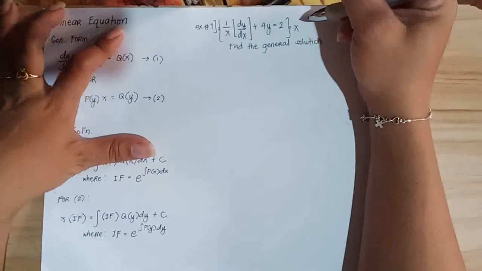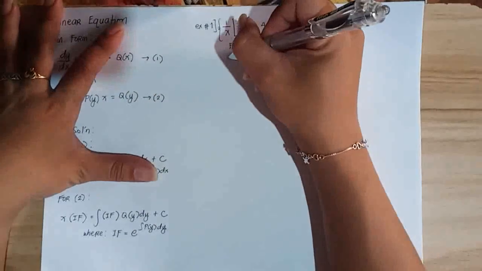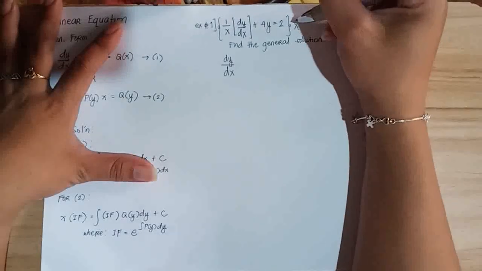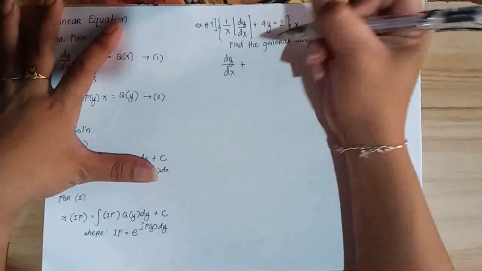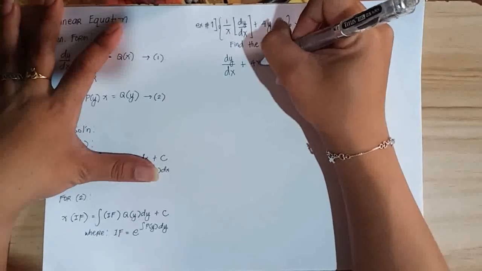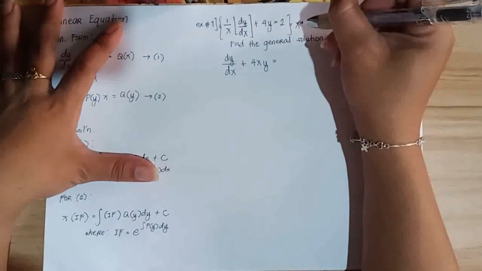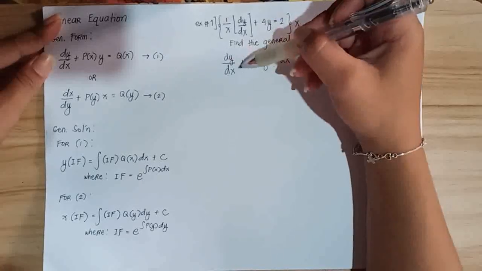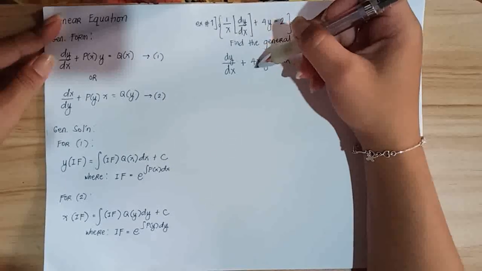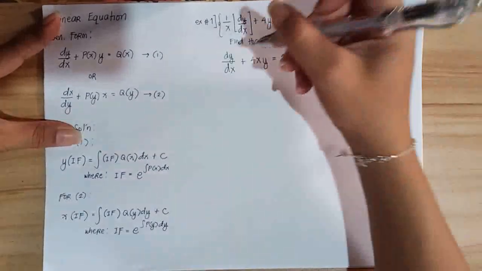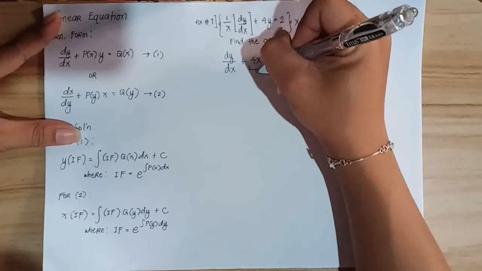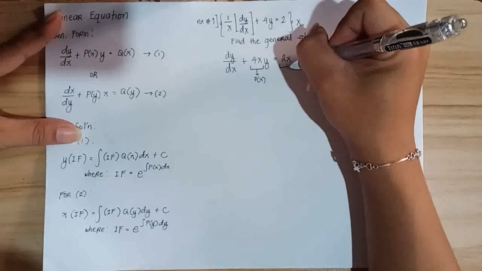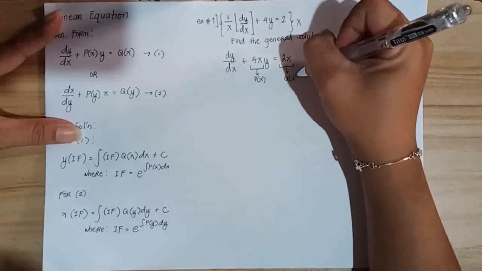So, let's say we multiply it by x. The equation will now be dy over dx. So, 1 over x will cancel. Then, 4y would be 4x multiplied to y equals 2x. So, this is what I was saying earlier, that it should be in the form of dy over dx, then the multiplier y, then you will have your p of x and the q of x. In that form, this is now your p of x, and this will be your q of x.